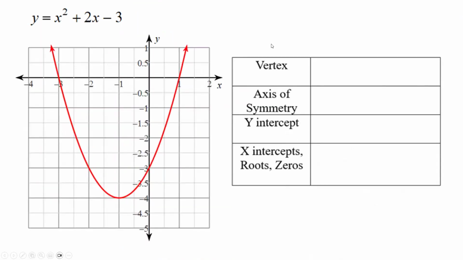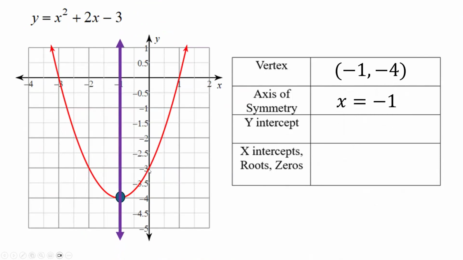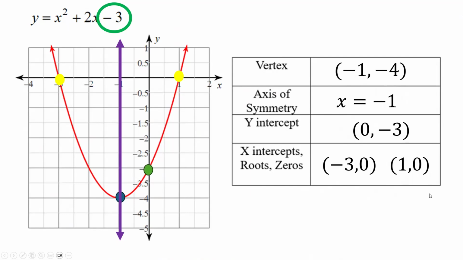All right, go ahead. Pause the video. Try this example. In 3, 2, 1. Did you get that the vertex was -1, -4? Did you get that the axis of symmetry was x equal -1? Did you get the y-intercept? You could see this one was 0, -3. And then the x-intercepts on this would have been -3, 0, and 1, 0.